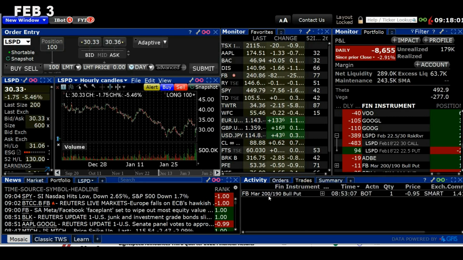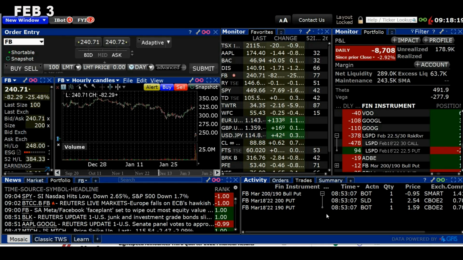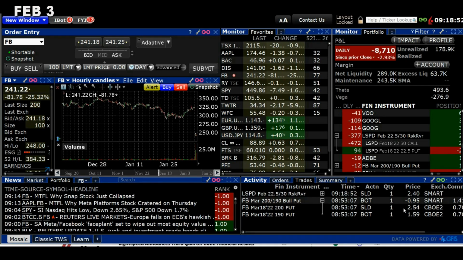Let's take a look at the trades here. Let's open this up. So Meta today is trading at $240. So that's quite a long ways away still. But I sold a put at $200 expiring next month, and I made $254 from the premiums. But I also purchased another put at 190. So I paid somebody else to sell me this put.